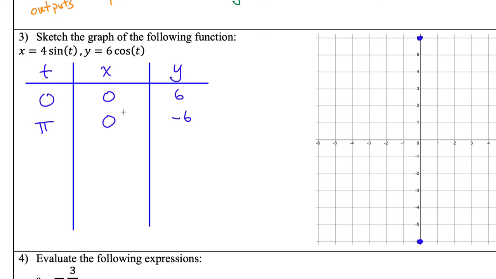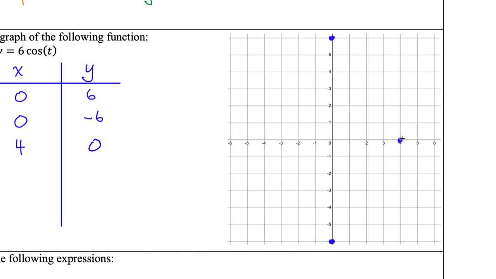How do I get some other points? So I could try plugging in other values like pi over 2. So sine of pi over 2, that's the y coordinate of pi over 2. Pi over 2 is pointing straight up. So the y coordinate of that is 1. So sine of pi over 2 is 1. 1 times 4 is 4. And then cosine of pi over 2, that's the x coordinate of pi over 2. The x coordinate is 0. So 0 times 6 is 0. So I'll get the coordinate 4, 0, which is that point right there.